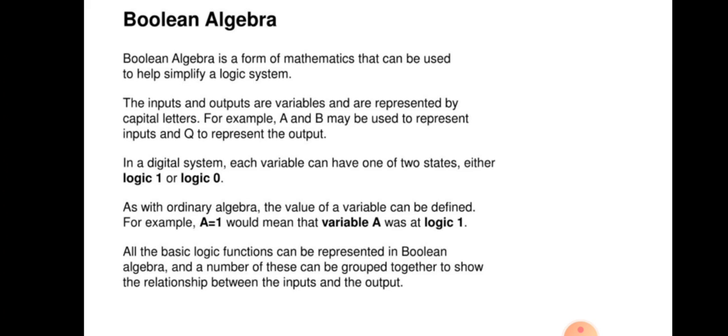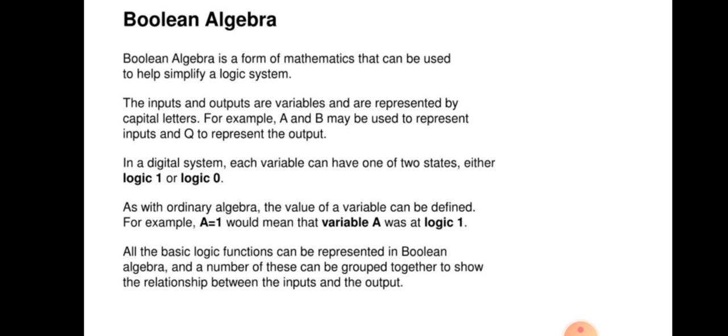In a digital system, each variable can have one of two states, either logic 1 or logic 0. As we are studying digital electronics, we know that there are only two understandable logic levels for the digital system, that is logic 1 or logic 0. As with ordinary algebra, the value of a variable can be defined. For example, A equals 1 would mean that variable A is at logic 1. Logic 1 may be the high voltage, that is it may be plus 5 volts.